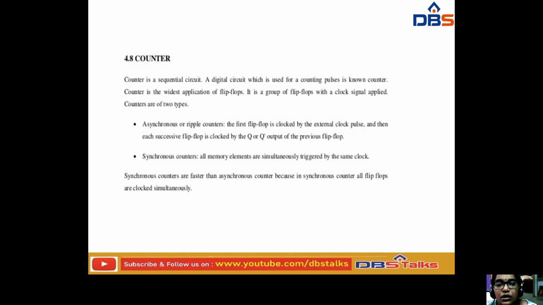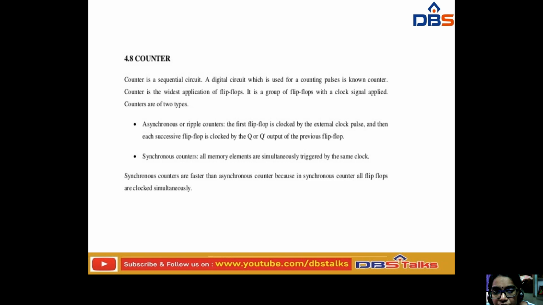Now let us see what task is done by the counter. Whenever we use a counter in a digital circuit, it is basically used for counting the pulses, so it is known as a counter. It is the widest application of the flip flops. It is also a group of flip flops with a clock signal applied. The counters are of two types. The first one is asynchronous counters, the second one is synchronous counters. We can call asynchronous counters ripple counters.